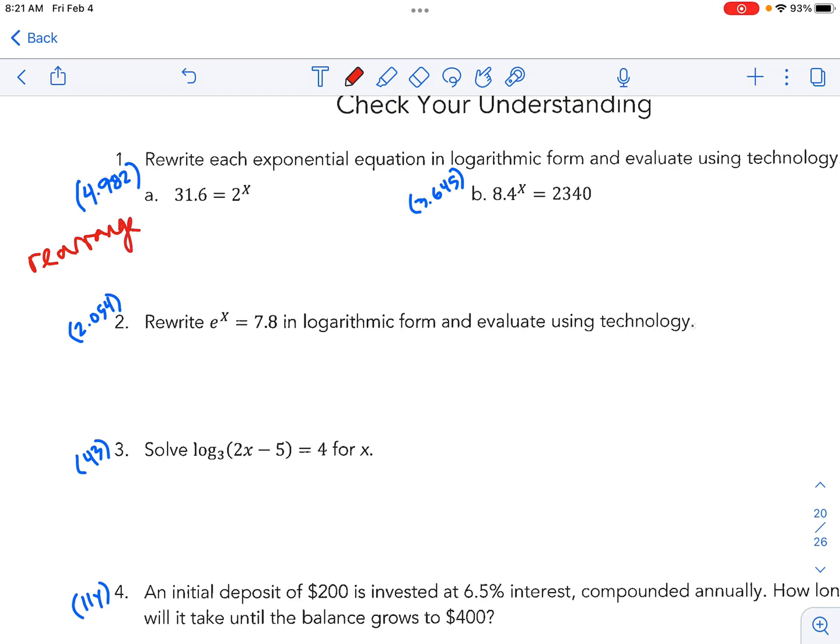So we want to solve for the power of x. We could guess and check, but really what we need to do is rearrange this in its logarithmic form. So this is log, the base is 2, of 31.6 equals x. Okay, and so this is where your calculator comes into play, because this is actually a decimal, right? We're saying 2 to what power is 31.6?